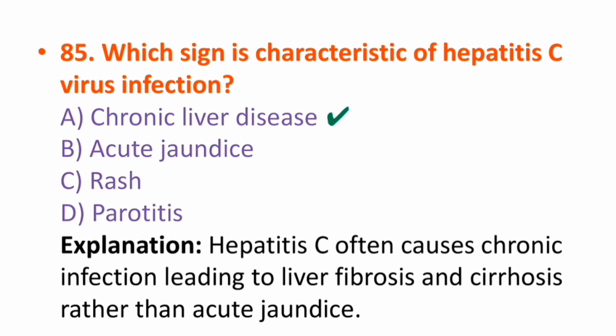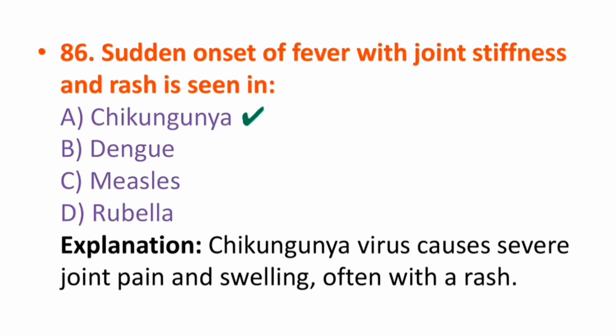Which sign is a characteristic of hepatitis C virus infection? Option A, chronic liver disease. Option B, acute jaundice. Option C, rash. Option D, parotitis. The correct answer is option A, chronic liver disease. Hepatitis C often causes chronic infection leading to liver fibrosis and cirrhosis rather than acute jaundice. Characteristic of hepatitis C is chronic liver disease.